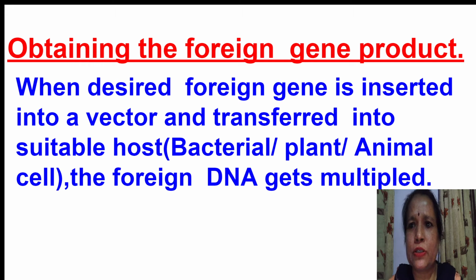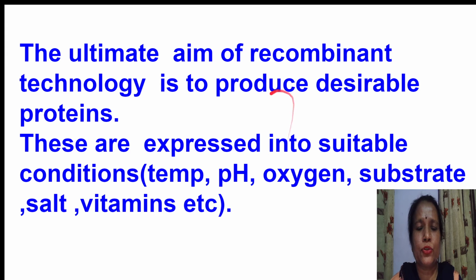So if we want our gene of interest to multiply in the host cell and to obtain these desired proteins, we have to carry out several processes. The ultimate aim of recombinant technology is to produce the desirable proteins. These proteins will express themselves in the host cell if they get suitable conditions.